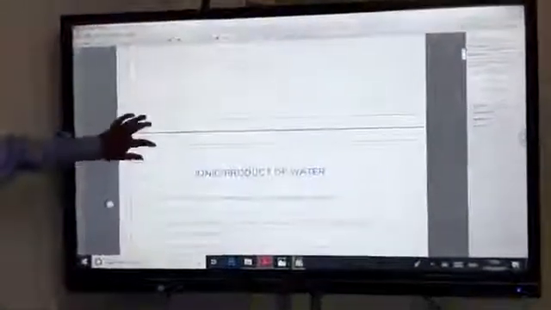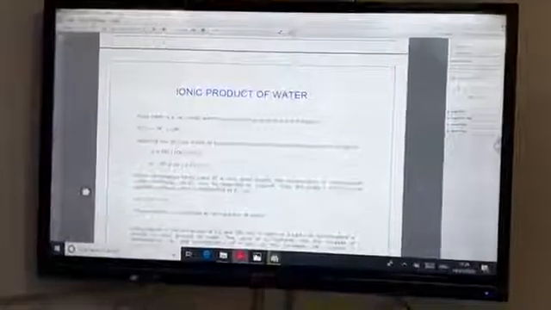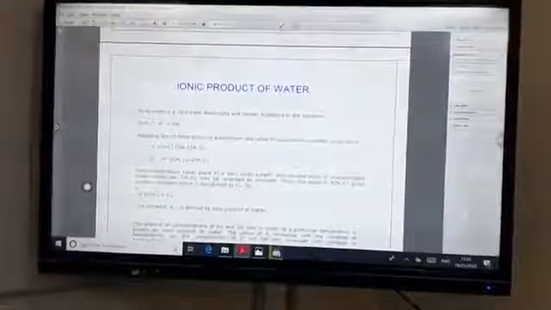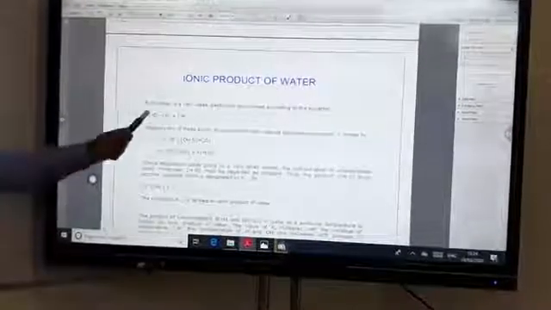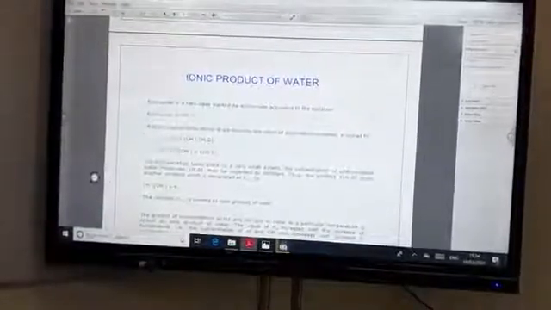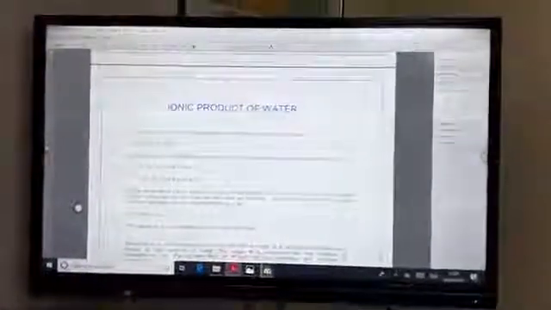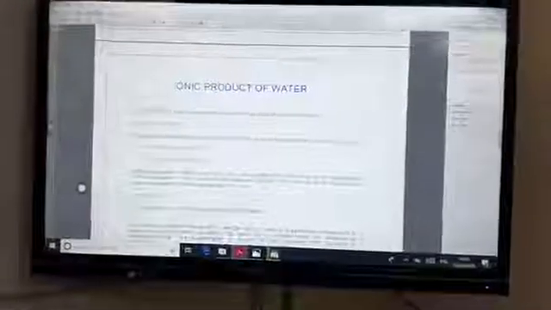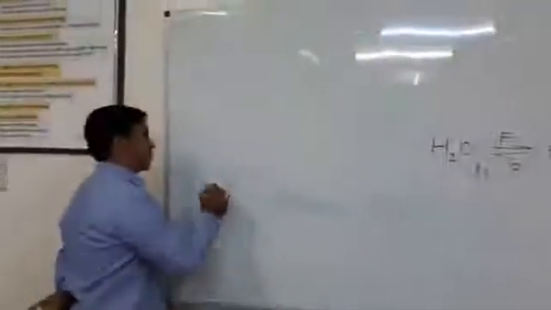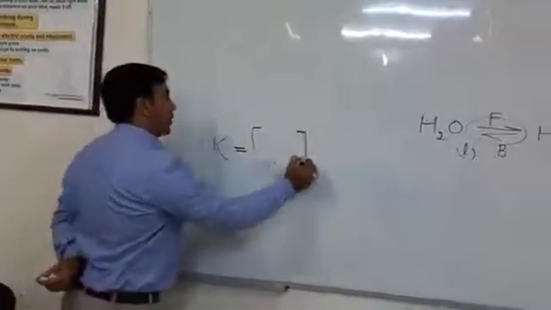When we want to write the Kw expression, that is known as the ionic product of water. Why do we call it ionic product? Because hydrogen is positive here and hydroxide is negative. That's why we call it the ionic product of water. Applying the law of mass action to write the expression for the constant.